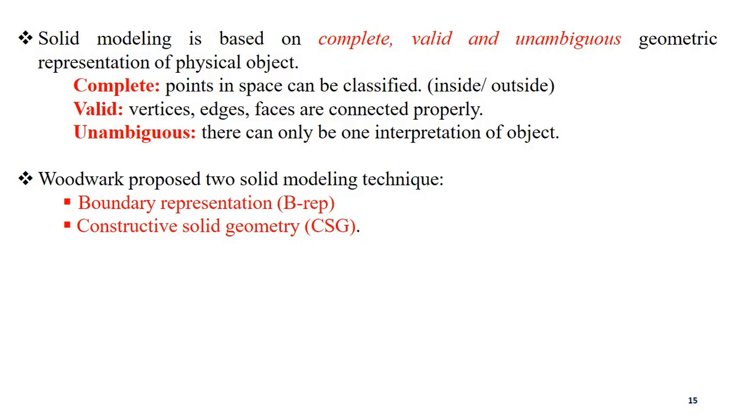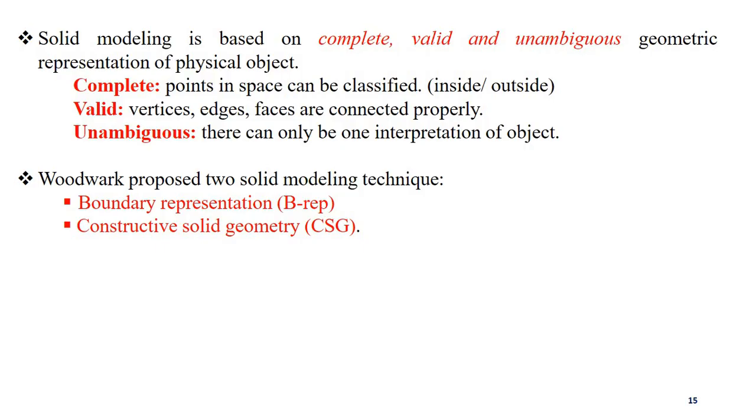Complete: any point in space can be classified, meaning we know where the inside is, where the outside is, and the outside dimension and surface. Valid: vertices, edges, and faces are connected properly. So we have to properly interpret where the edges and vertices are, and all the faces are connected properly. Unambiguous: there can be only one interpretation of the object.